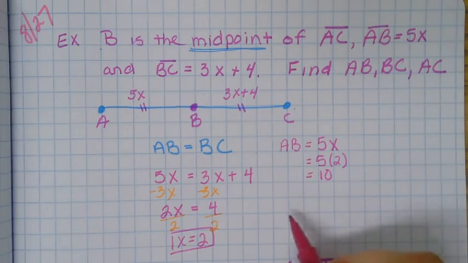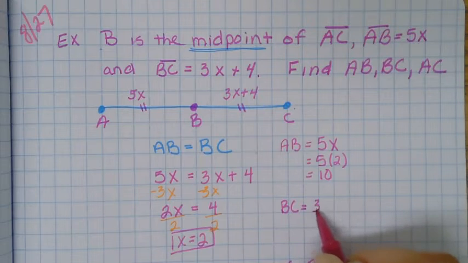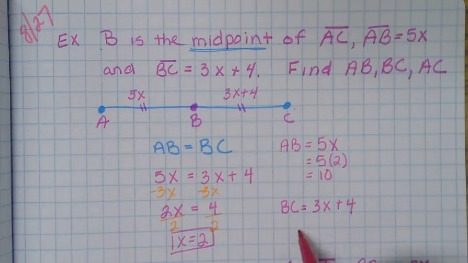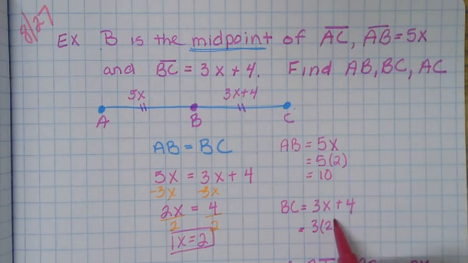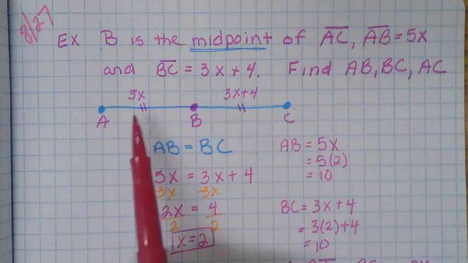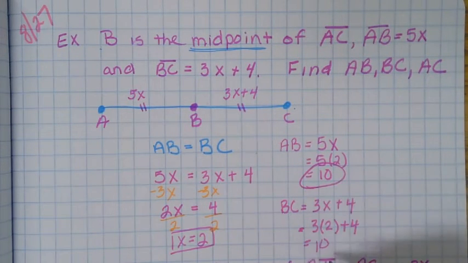Now let's do the same for BC. It's 3x plus 4. So let's go ahead and do 3 times 2 plus 4. What do you get there? 10. We better get 10, huh? Because these two segments are supposed to be equal, so I better be getting the same values there.